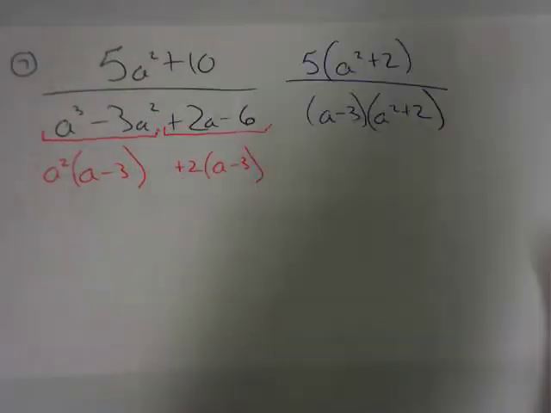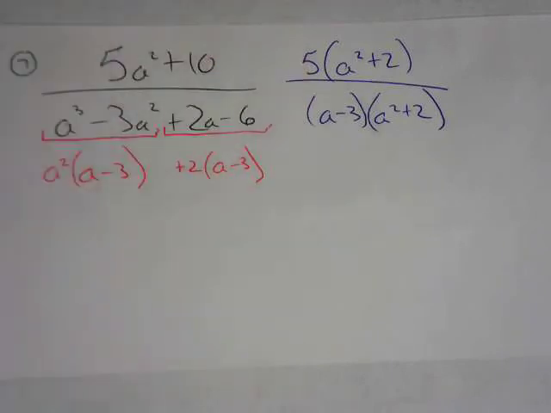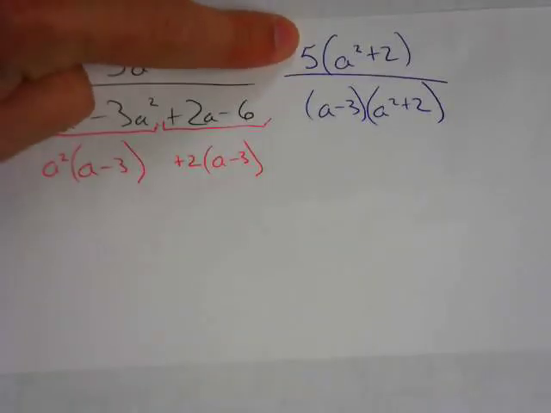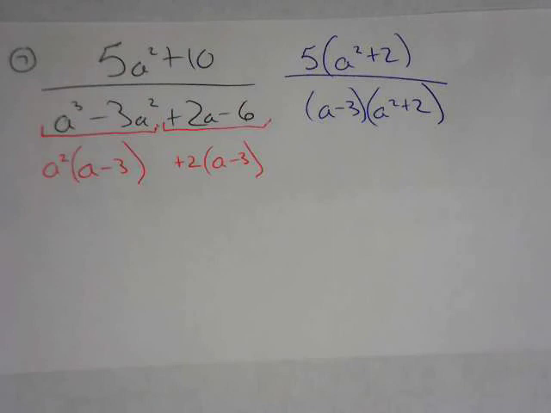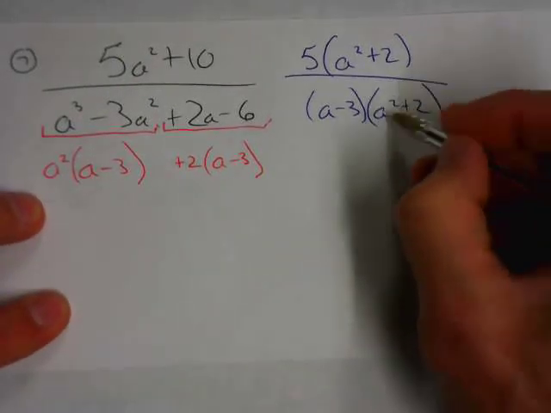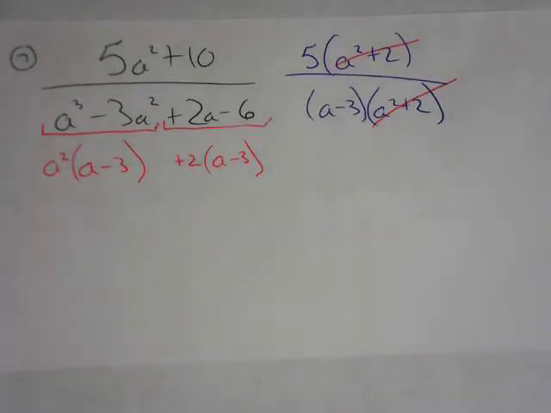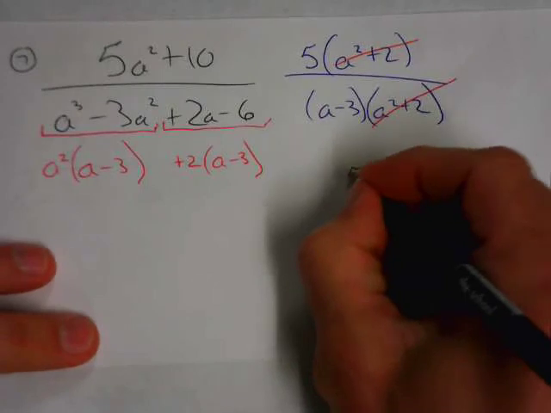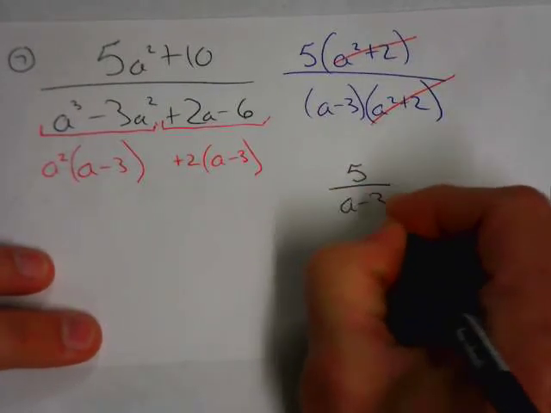So when we factor our numerator, we have the resulting expression. When we factor our denominator, we have the resulting expression. Do you see anything that we can cancel? I hope you do. We can only cancel whole things, in multiplication. So our factors here and here can be canceled. There's our big one. So what are we left with? 5 over a minus 3.